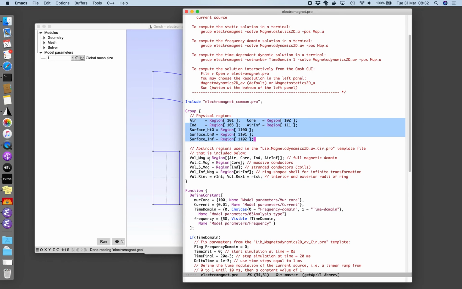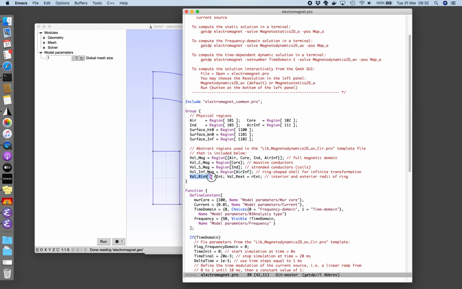How do we do that? Well, as simple as that. Vol mag, okay, it's everything: the air, the core, the inductor, and the infinity. Conducting region, only the core. And the source, the inductor. Infinite region, air inf.